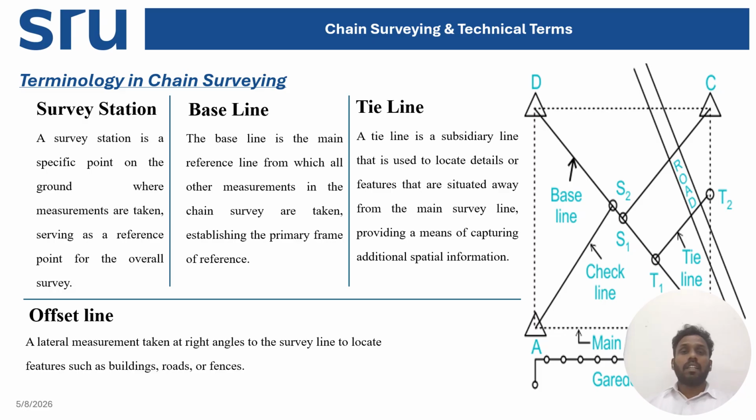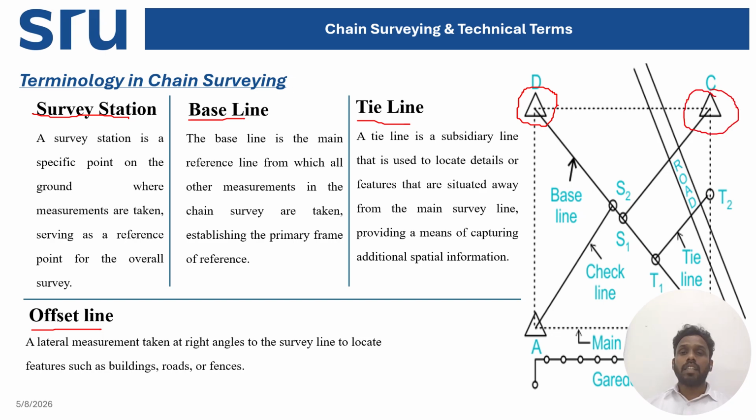So then, terminology in chain survey. This is very much important here in your plot. Everything that you can see. So first one is a survey station, next one is a baseline, third one is a tie line, and fourth one is an offset line. So in this diagram, we can clearly see the triangle which is marked. So these are the survey stations.